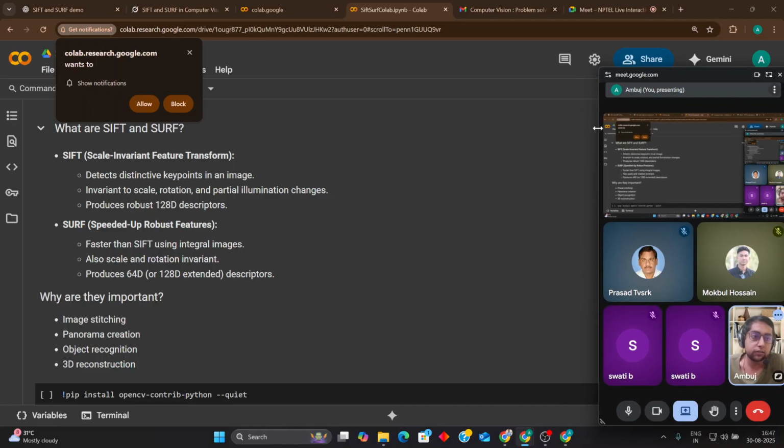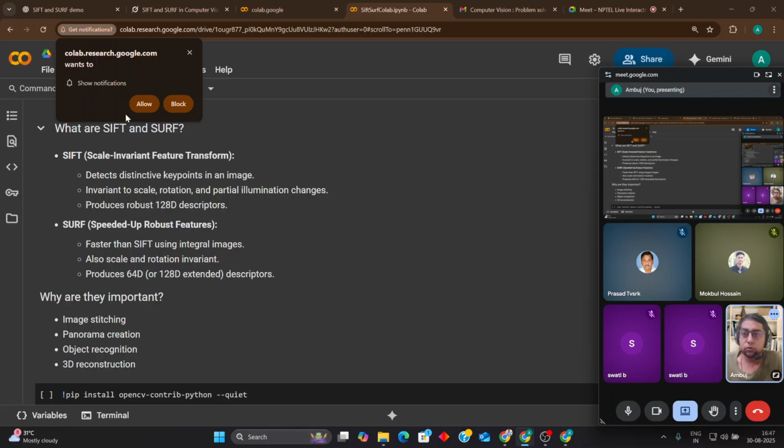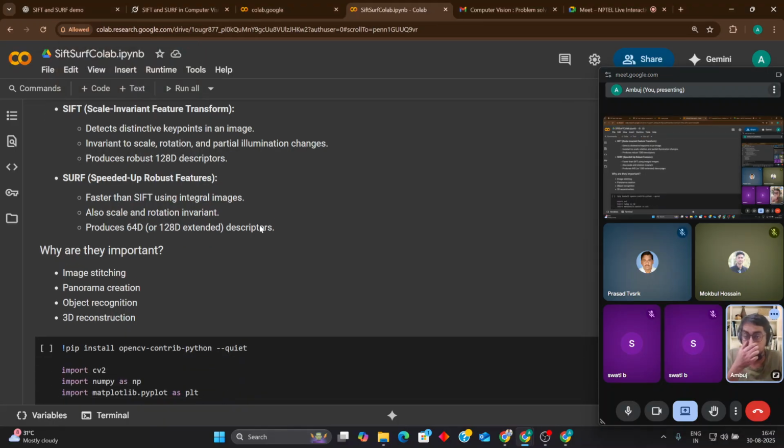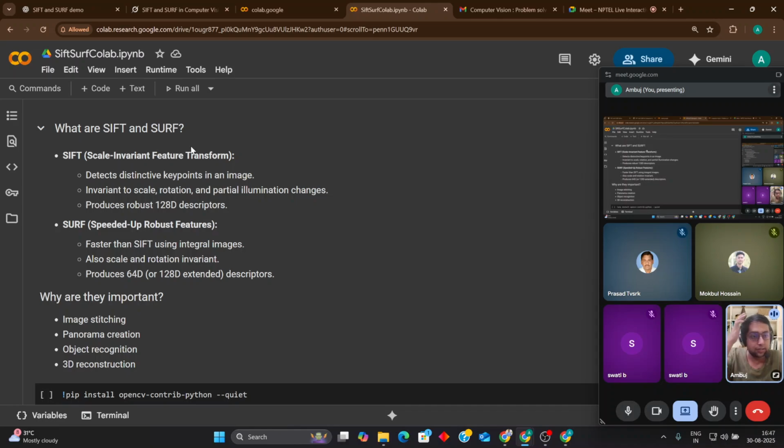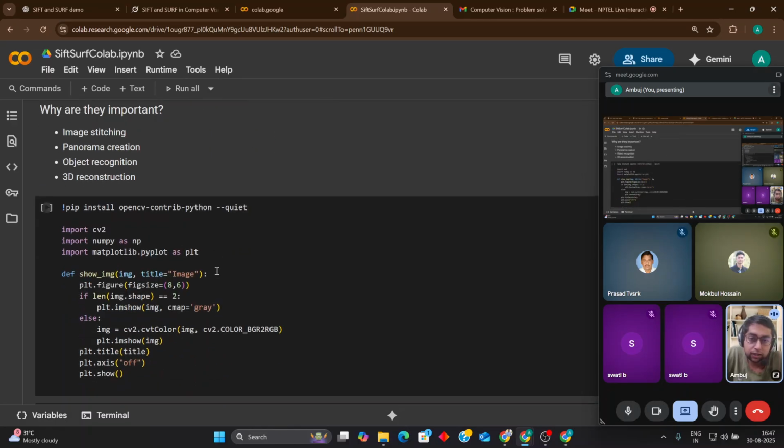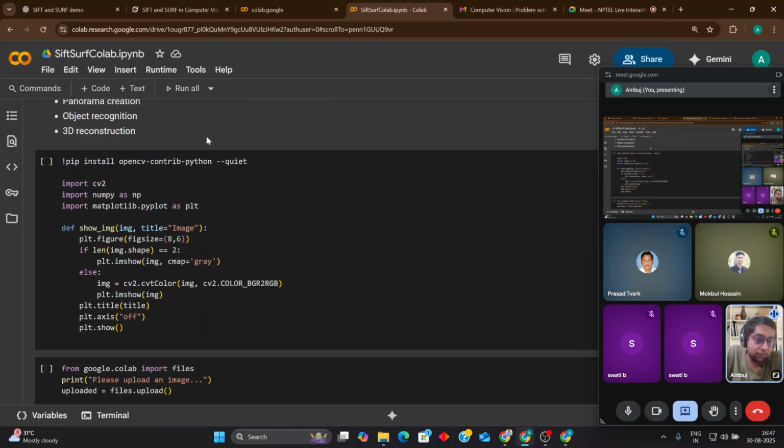Sorry about that. Okay, so what is SIFT? What is SURF? That is in brief I have written for you. You can read. Already in much greater detail I have provided you the notebook in my previous session, but here also, because some of you must be new or some of you must be unable to understand, that is why I prepared a much simpler notebook.